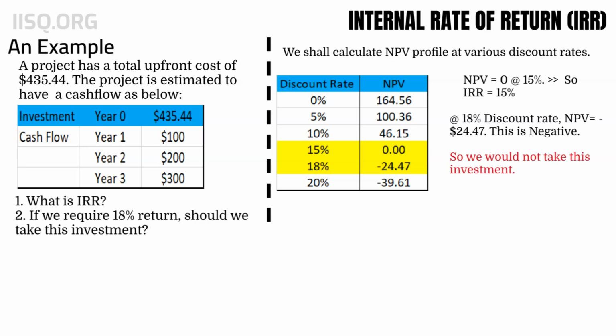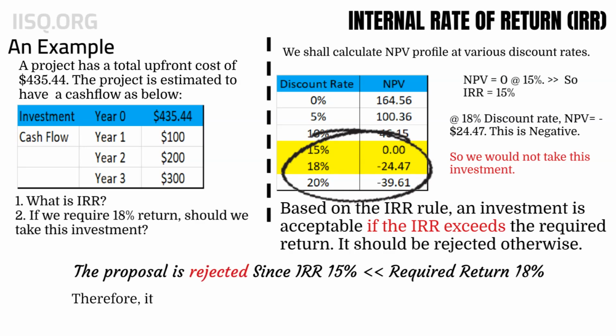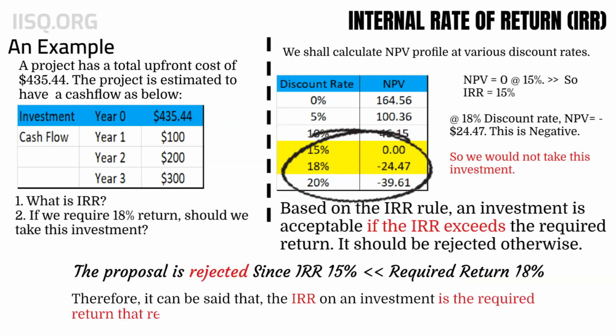Based on the IRR rule, an investment is acceptable if the IRR exceeds the required return. It should be rejected otherwise. So if we require an 18% return, then NPV at 18% discount rate is negative. So we should not do this investment. Therefore, we learned that the IRR on an investment is the required return that results in a 0 NPV when it is used as the discount rate.